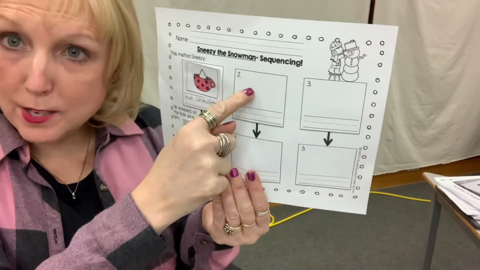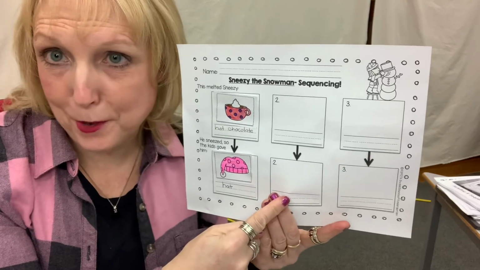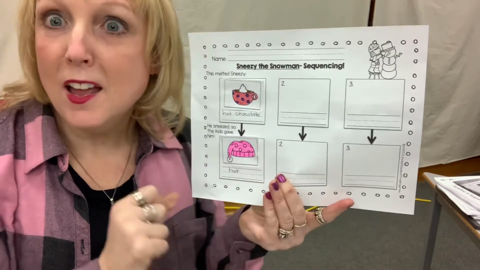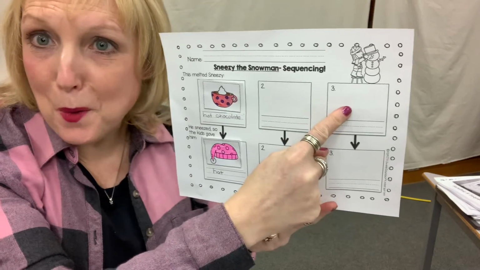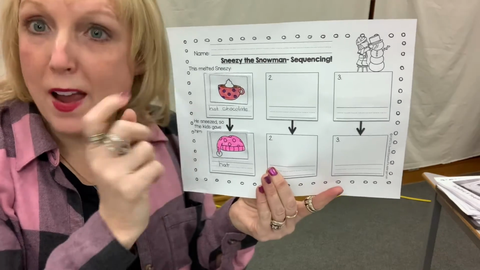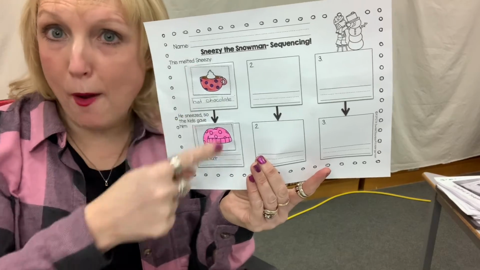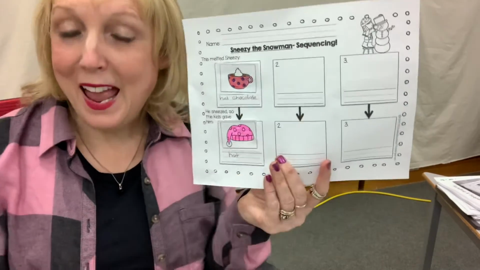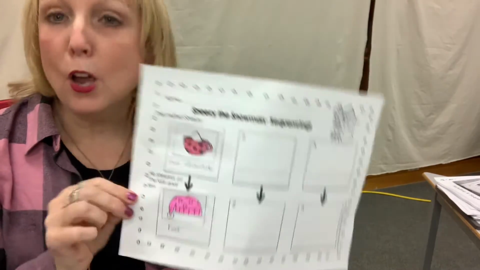So the hot tub melted Sneezy. Then which article of clothing did they give him? Then what melted Sneezy? What was the last thing? The fire, you're right. And what did they give him? Try and put them all on in order. Top, bottom, top, bottom, top, bottom. And see if you can write the words. If you forget what happens, you can always go back and listen to the story again. Good luck sequencing.